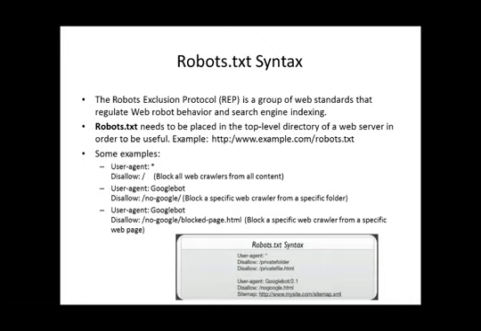So the robots.txt file is primarily placed in the top level directory of the web server in order to be accessed by all the Google bots. There are some examples we can see over here of how robots.txt syntax would look. For example, if we want to block all the web crawlers from all content, this is primarily done when the website is not up and we are still working on it, and we want the Google crawlers not to crawl any web page on the website.